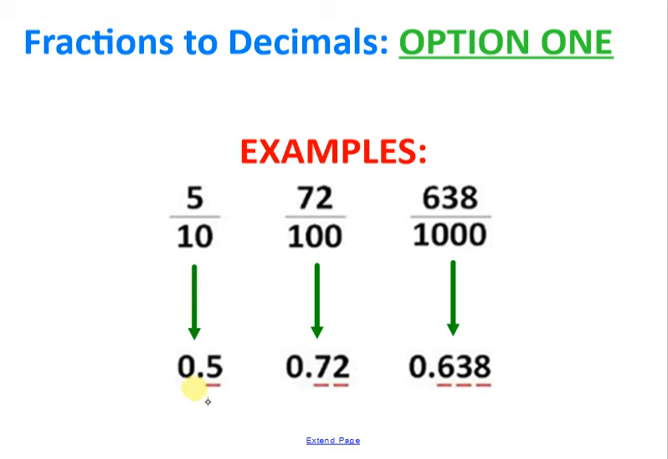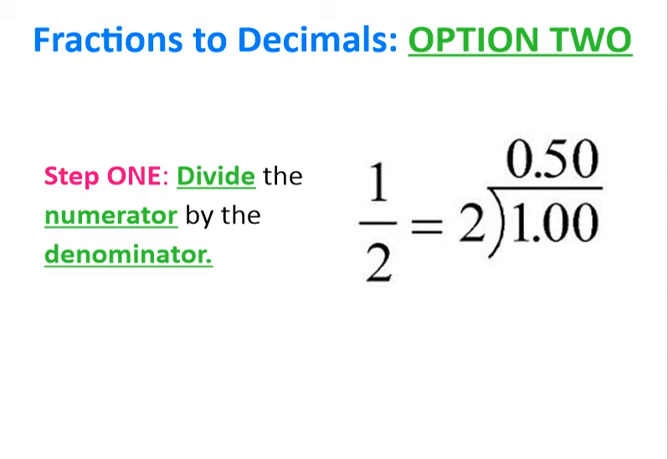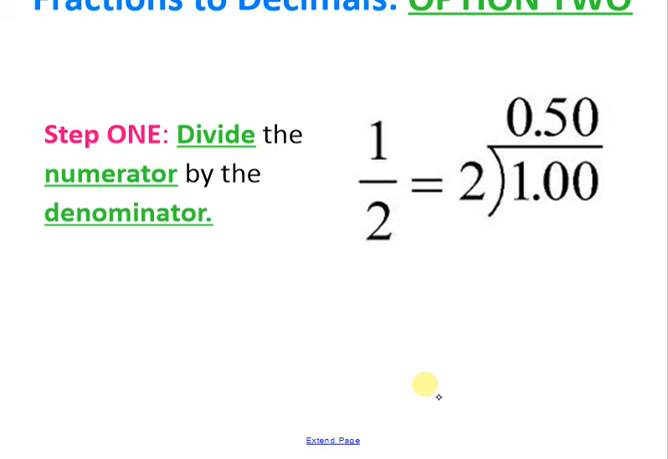So 5/10 would look like this, 72 hundredths would look like 0.72, and 638 thousandths would add in the thousandths place. Now, option number two will always, always, always work. So if you don't like option number one, you can just always stick with option number two. With option number two, you are essentially doing a division problem with decimals. If that was a strong suit of yours, then you're in the right place.